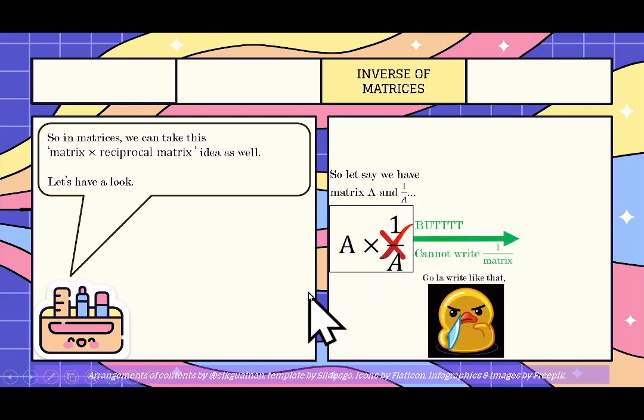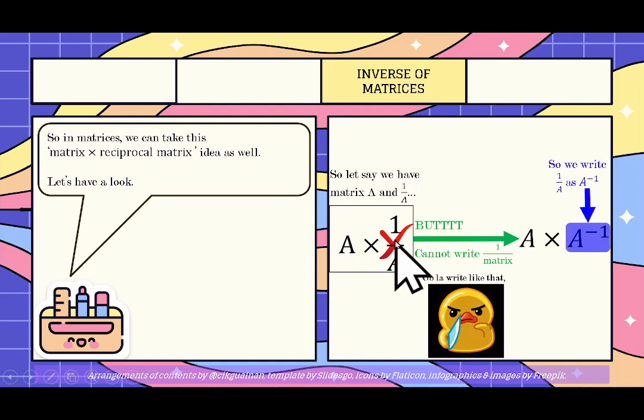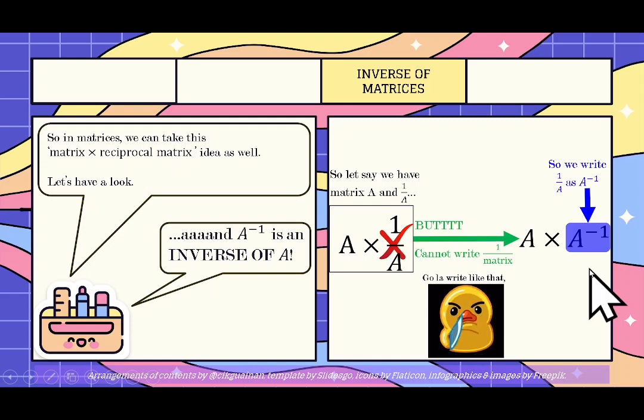But in the early part of the video, I told you, right, guys, we cannot write a number divided by a matrix. So we have to change the writing. We have to rewrite the 1 over A as A to the power of minus 1. So we have A multiplied by A to the power of minus 1. This is the inverse of A.